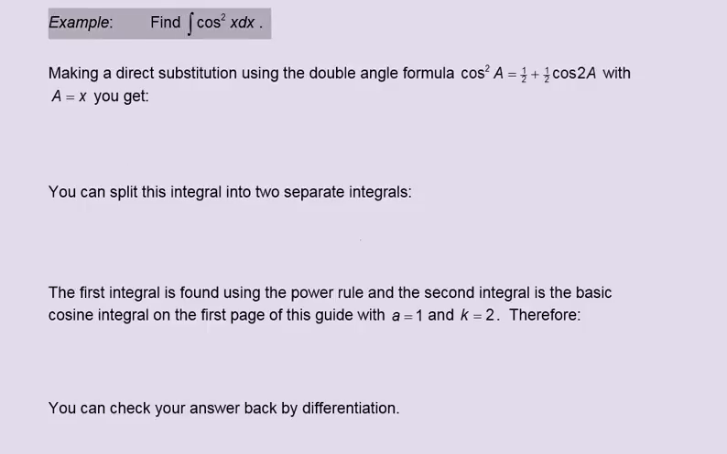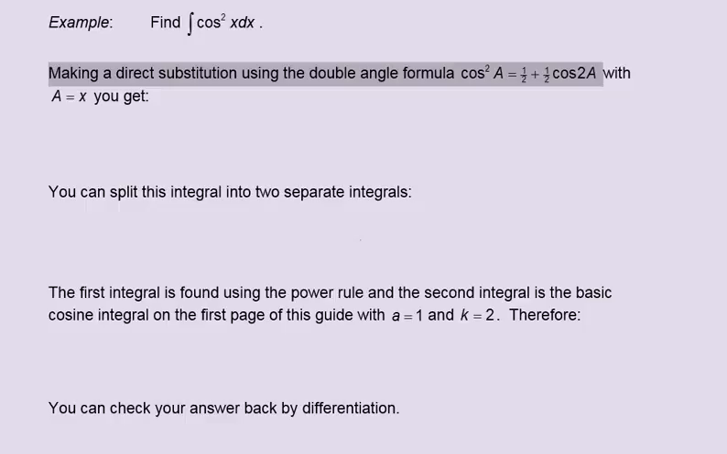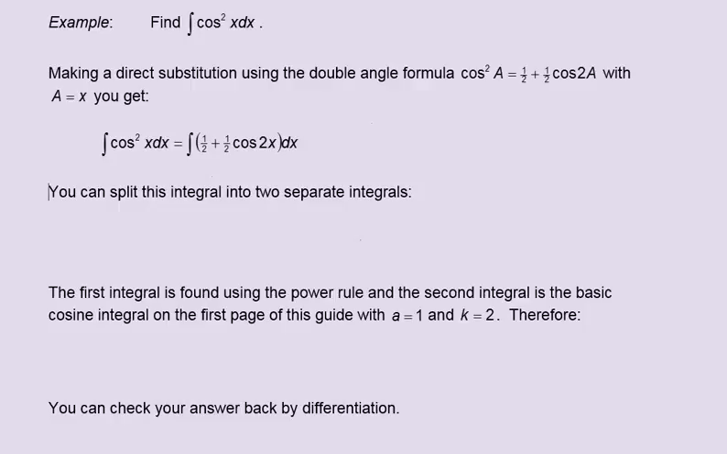Example. Find the integral of cos squared x with respect to x. Making a direct substitution using the double angle formula, cos squared a equals 1/2 plus a half multiplied by cos 2a, with a equals x, you get the integral of cos squared x with respect to x equals the integral of 1/2 plus a half multiplied by cos 2x with respect to x. You can split this integral into two separate integrals. The integral of a half plus a half multiplied by cos 2x with respect to x equals the integral of a half with respect to x plus the integral of a half multiplied by cos 2x with respect to x.